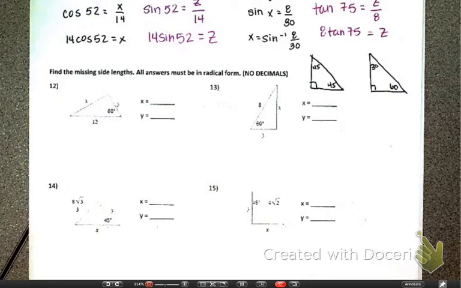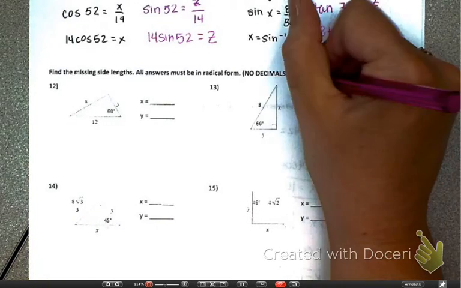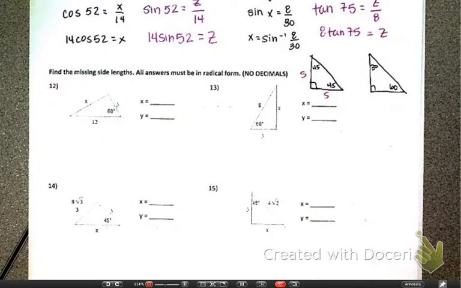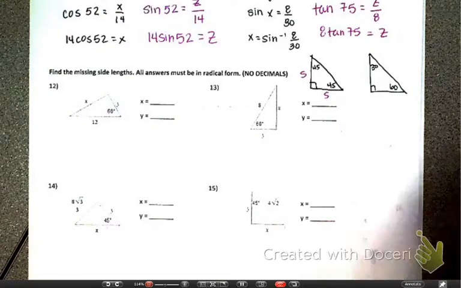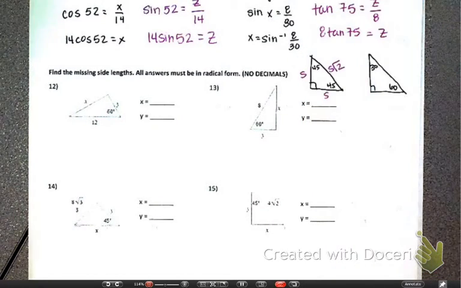Make sure you read these directions too. Find the missing links. Answers must be in radical form, which means you have to use special right triangles. If you give me a decimal, I will give you a 0. Okay? Follow the directions. So, 45, 45, 90 is the easiest one to remember because the sides across from the 45 degrees are the same. And then all you have to remember is the hypotenuse.